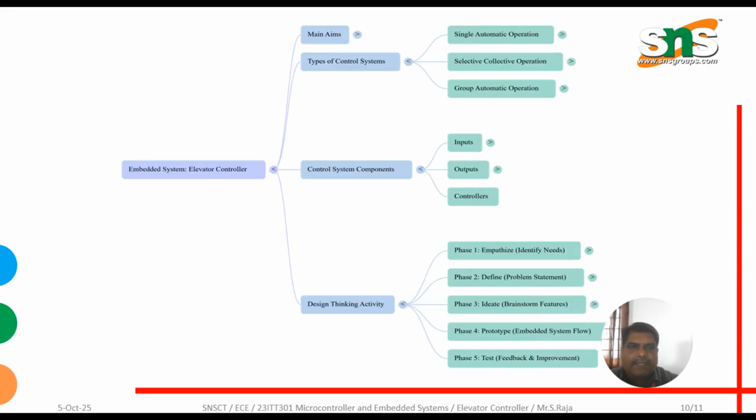The design thinking phases: first we have the empathize phase, which will clearly identify the need for the elevator controller. The define phase will give the problem statement of the elevator controller. The ideate phase will provide the brainstormed features. Then the prototype phase will give the embedded system flow. Finally, feedback and improvements are done in the test phase.